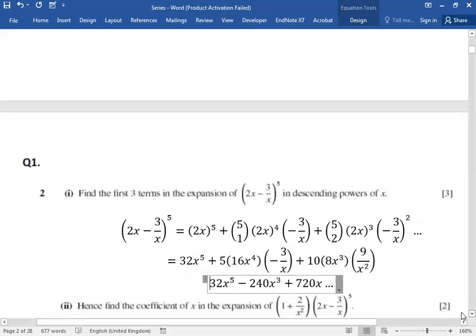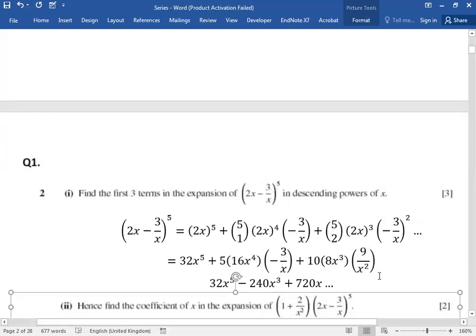Now the question says, hence find the coefficient of x in the expansion of this. Okay, how do I intend to expand it? How should I expand it? If you just tell me to expand, if there is no question associated to the entire thing, and if you tell me to expand, how would I do it?